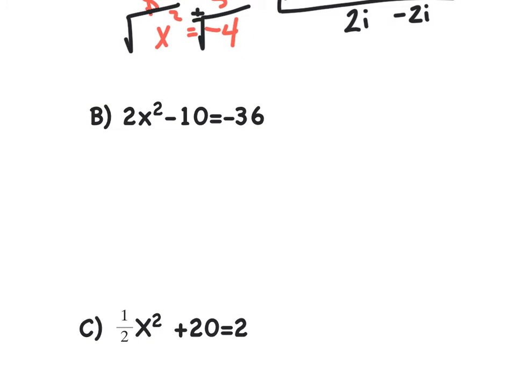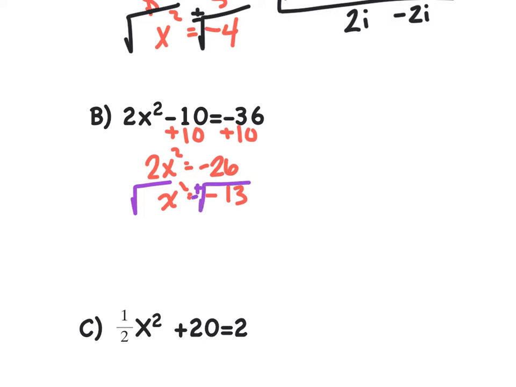Let's give another one a whirl. 2x squared minus 10 equals negative 36. So hopefully you're saying you can simply add over that 10. So 2x squared equals negative 26. Divide by 2, x squared equals negative 13. Take that square root of both sides, don't forget your plus minus. So x equals plus or minus the square root of negative 13.